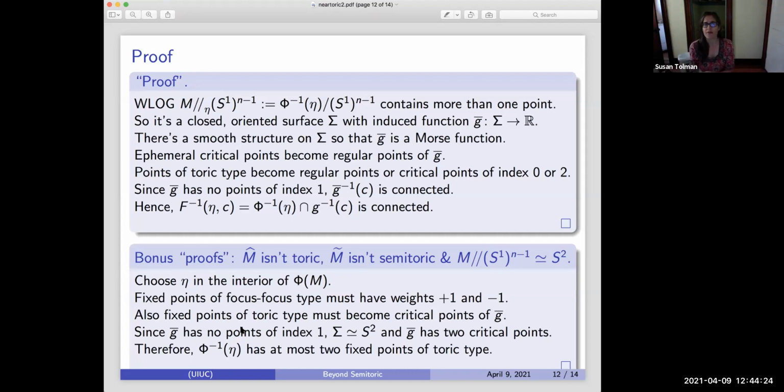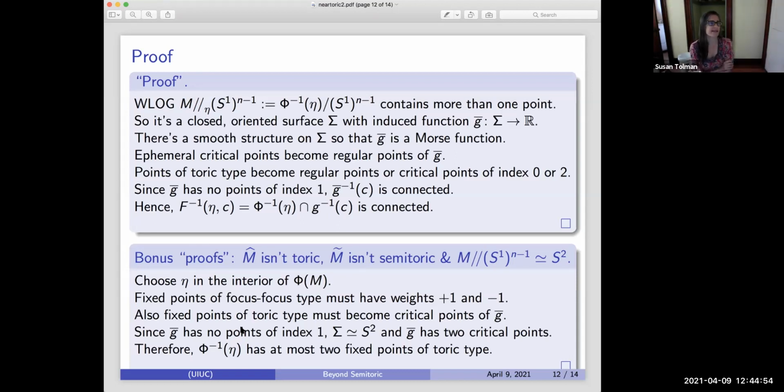So once you know that all the fibers in G bar are connected, in particular G bar inverse of C is connected, then I can look at F inverse of eta C, and that's just phi inverse of eta intersect G inverse of C. So this is basically just going to be, if I take a quotient of this by a circle action, I'm going to get G bar inverse of C. So since that was connected, this is also connected. So this is a proof of the main theorem.